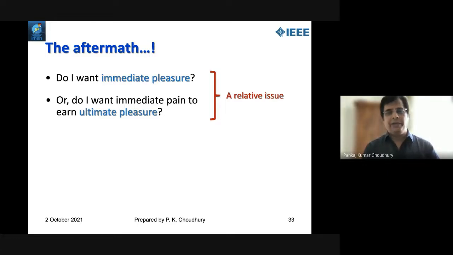Okay, immediately your paper is accepted, your thesis is approved, and after some years, if those are pointed out, your paper is gone, a person will write to the vice chancellor of the university about the thesis, and finally your degree may be cancelled. So it is better to get the immediate pain to earn the ultimate pleasure.